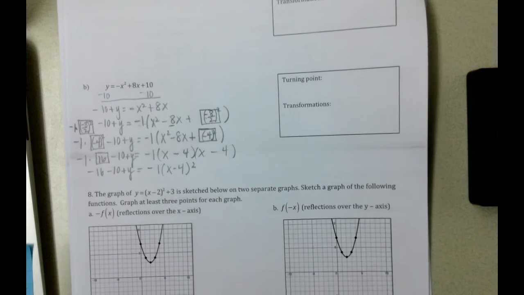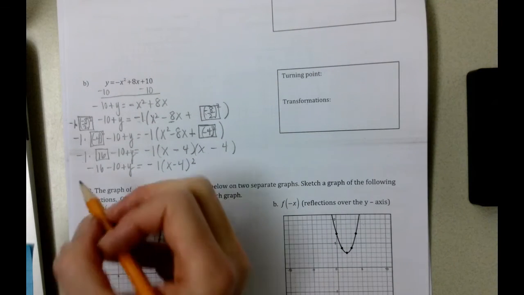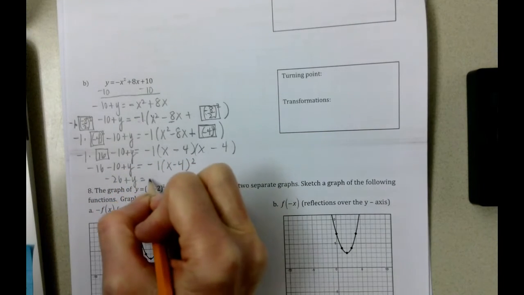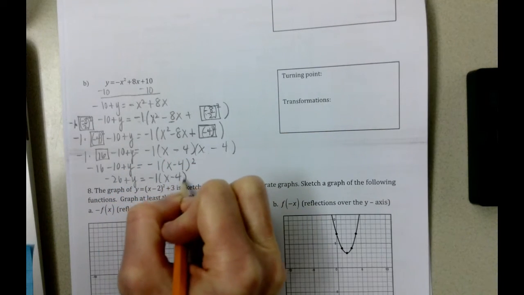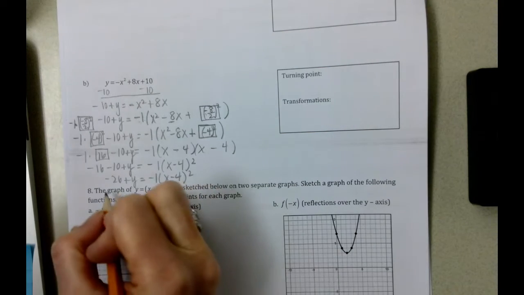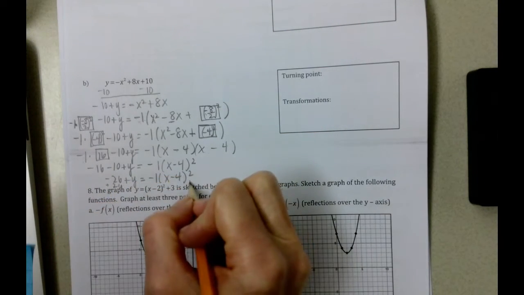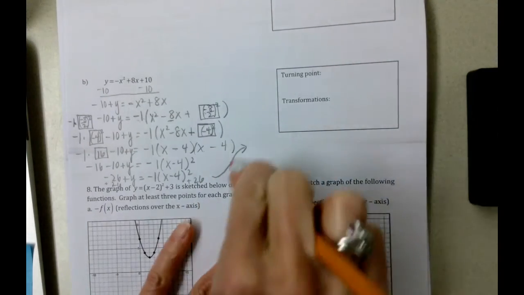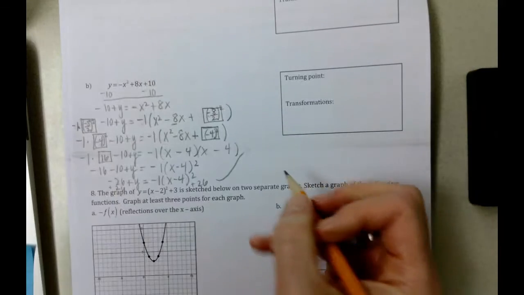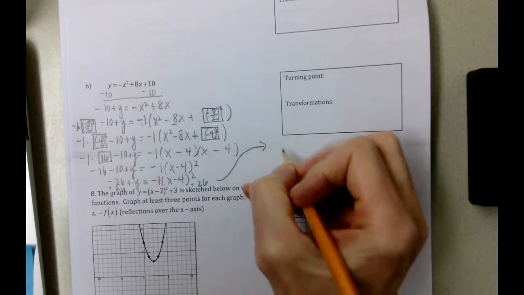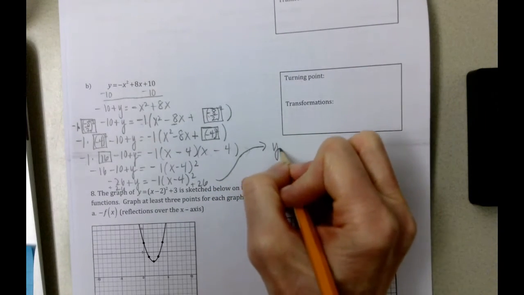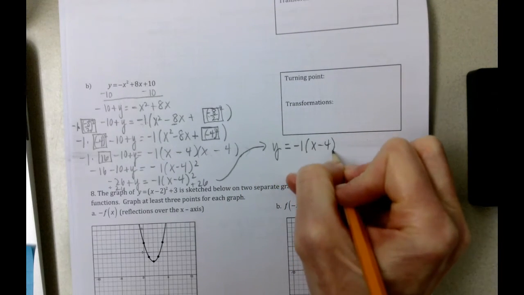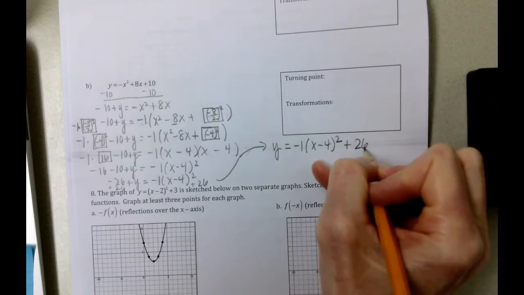And we're close to having this in vertex form. Negative 16 minus 10 is negative 26 plus y. And then I'm running out of space, but we're going to add 26 to both sides. And when we add 26 to both sides, and actually, let me draw the arrow all the way up here. Oh, we don't have to write the equation. So what we end up with is y equals negative 1 times the quantity of x minus 4 squared plus 26.